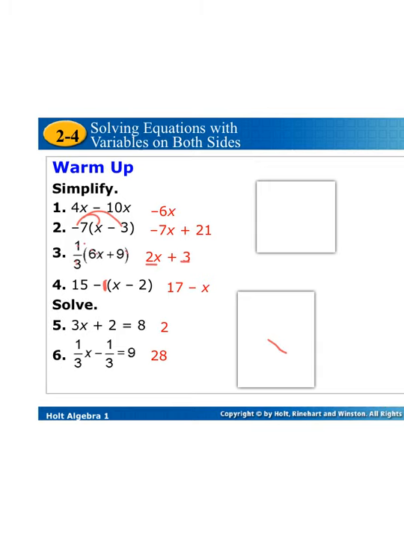And remember, I gave you that method last week of clearing out fractions. So for a question like number 6, I would multiply both sides by 3. 3 goes into 3 once, and 1 times 1 is 1x. 3 goes into 3 once, 1 times 1 is minus 1. And then 3 times the 9 is 27. And we solve from there, okay? So taking all of those ideas into this lesson today.